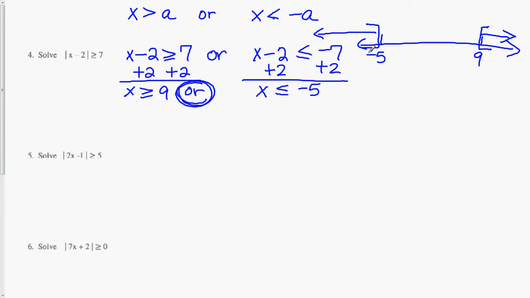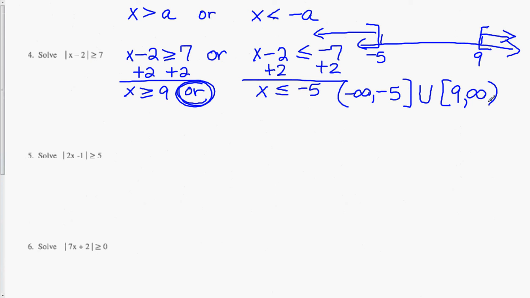So I need to put these two graphs together, and then I'm going to connect them with a union symbol. So I'm coming from negative infinity to negative 5 with a bracket. Parentheses are always around infinities, don't forget that. And then a bracket 9 to infinity. And so that's how I show interval notation for this answer. Just a tad bit different than what we were doing.